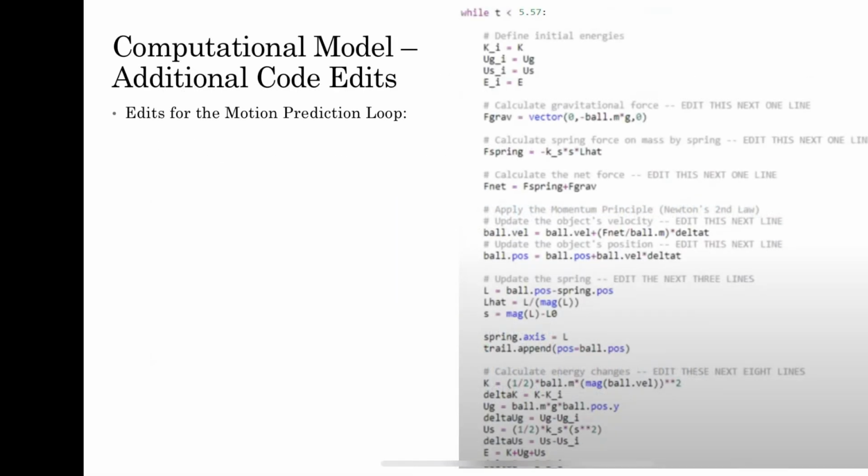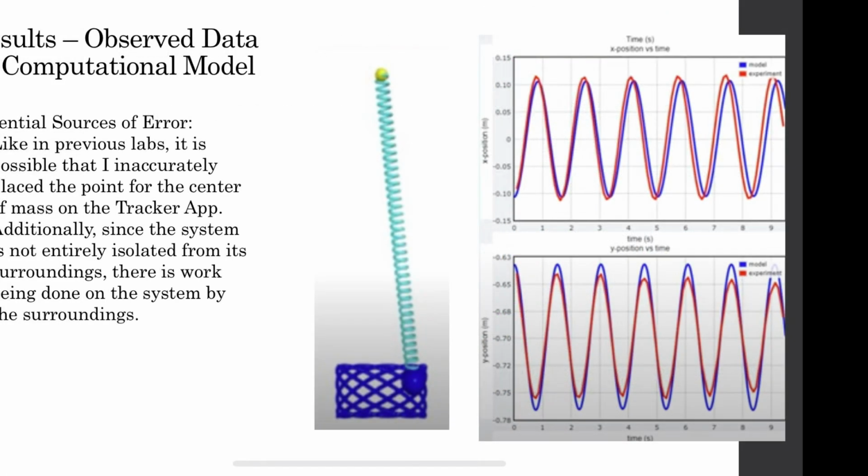Here is another picture of the edits I made to the code for the motion prediction loop. This includes defining the initial energies, calculating the gravitational force, the spring force on the mass by the spring, the net force, updating the object's velocity, updating the spring, and calculating the energy changes. On the right is a picture of the results from the computational model.